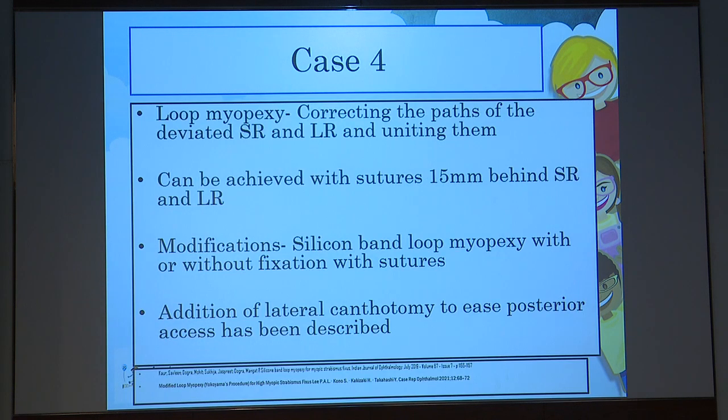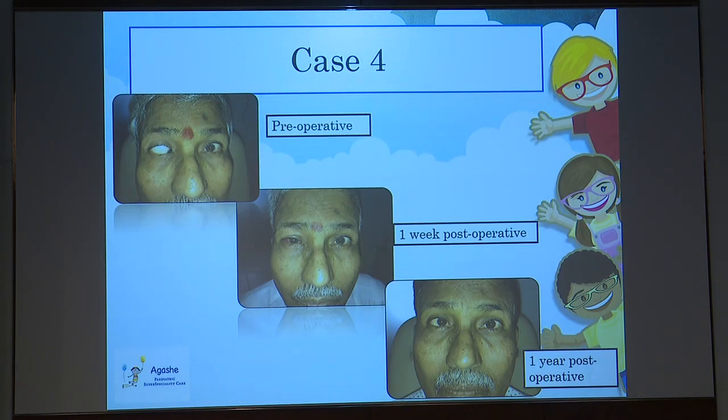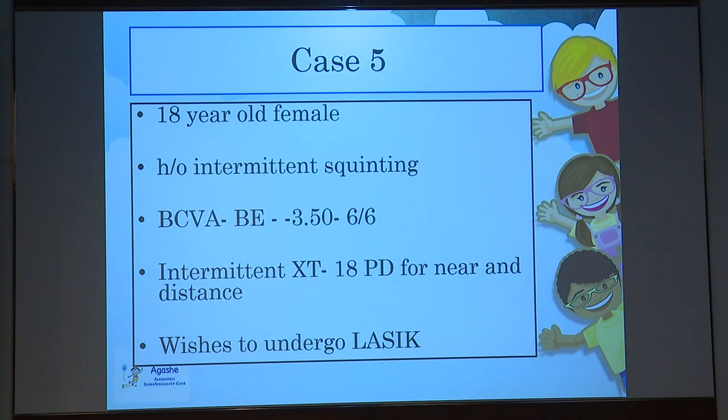A loop myopexy was done where the deflected parts of the SR and LR are corrected by either sutures or silicone band loop around 14 to 15 millimeters behind. And this patient did well in the long term.